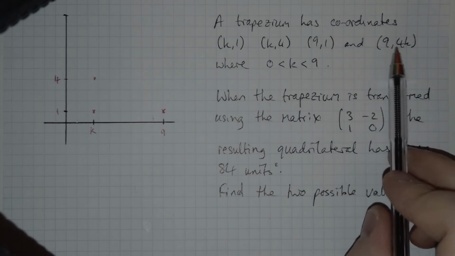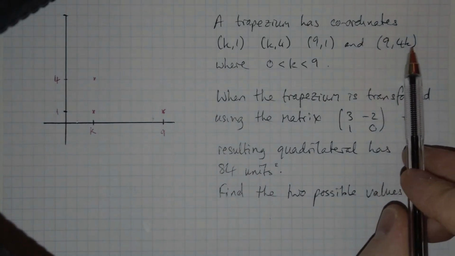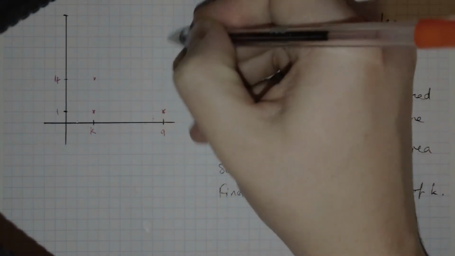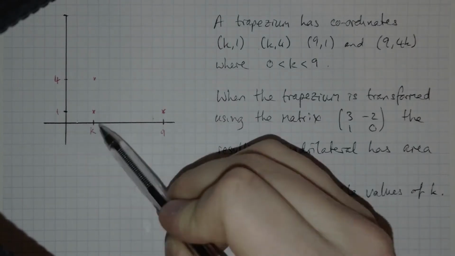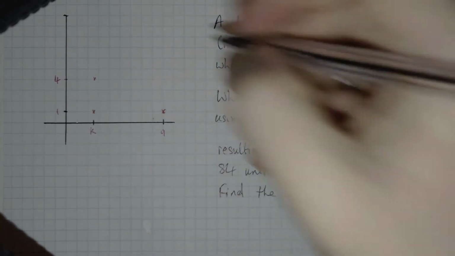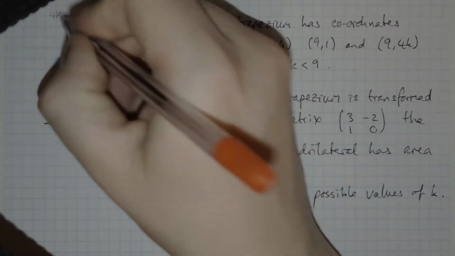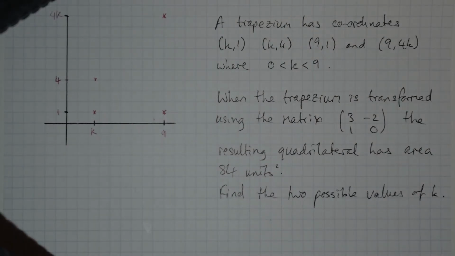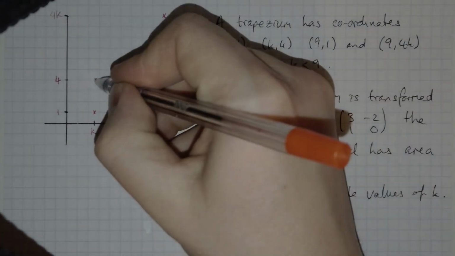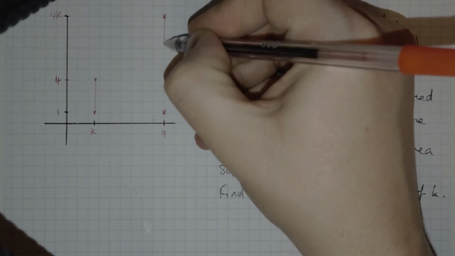I've done the 9, 1. I've got 9 and 4k. Well, on my scale, if I've said that sort of 2.5 squares is worth k, then 4 squares is 10, isn't it? So that puts it up here, where that is 4k. I've still got no idea what k is, but it's something like that. And here's my trapezium then. Looks something like this.